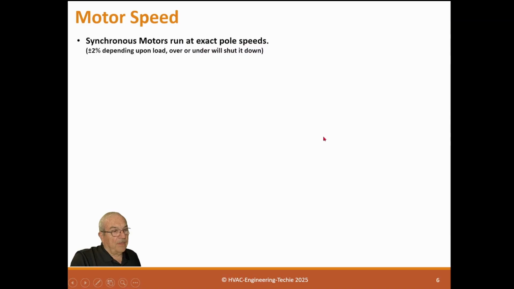Motor speed. Synchronous motors run at exact pole speeds. The way motors work, they have a stator and a rotor. The stator is the part that's bolted to the frame of the motor and doesn't turn, and the rotor is the thing inside of it that actually turns. The power coming into the motor goes right to the stator. In a synchronous motor, the rotor is fed DC current through brushes on the shaft, and we put DC on the rotor.